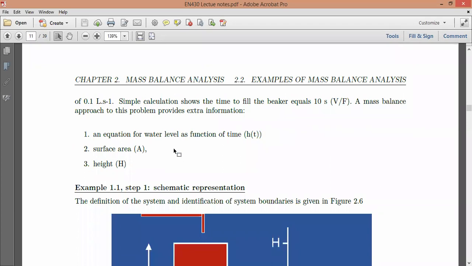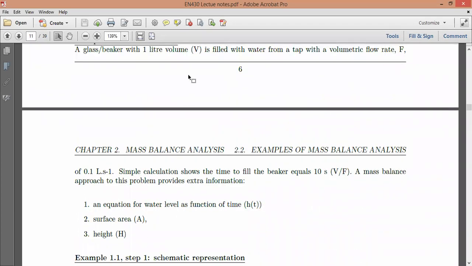Schematic representation. So here we've been told that there's a glass beaker with 1 liter volume, isn't it? So there's a beaker of this volume and it's filled with water. So meaning the water in the beaker is what? 1 liter, isn't it? In volume, because the volume of the beaker itself is 1 liter. So if it's full, it means that it's carrying 1 liter of water. It's flowing with a flow rate of 0.1 liters per second. That's the flow rate.